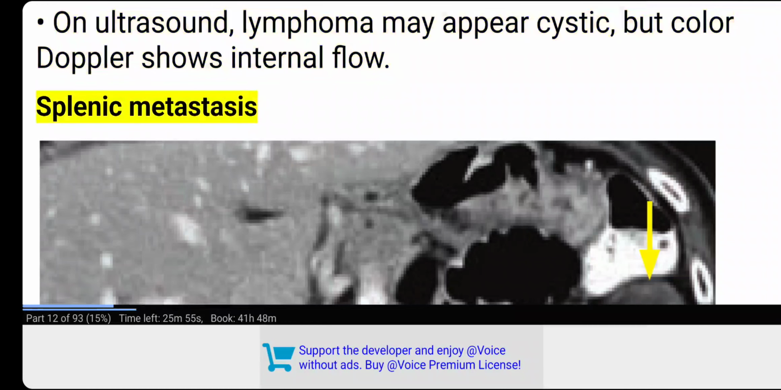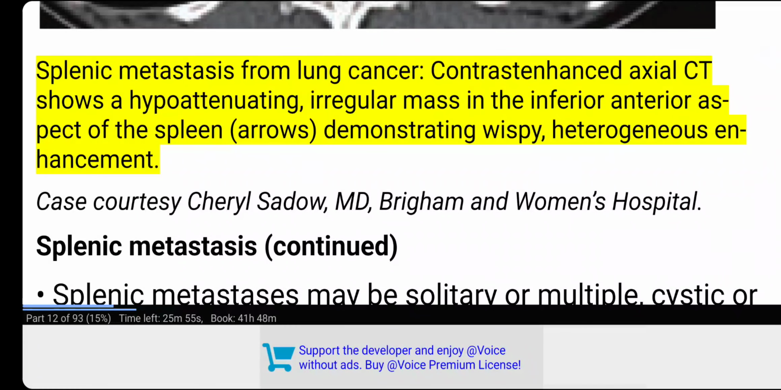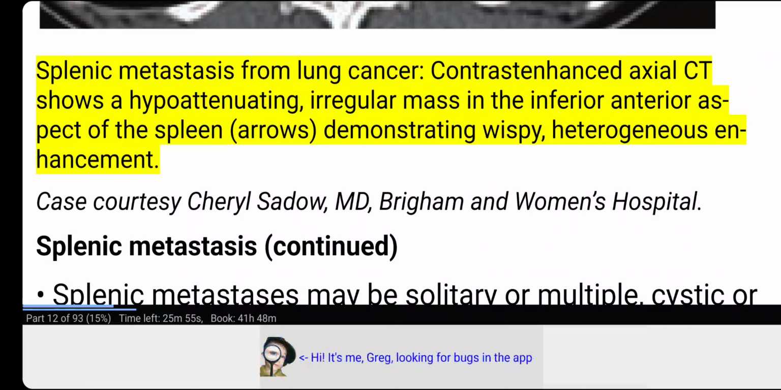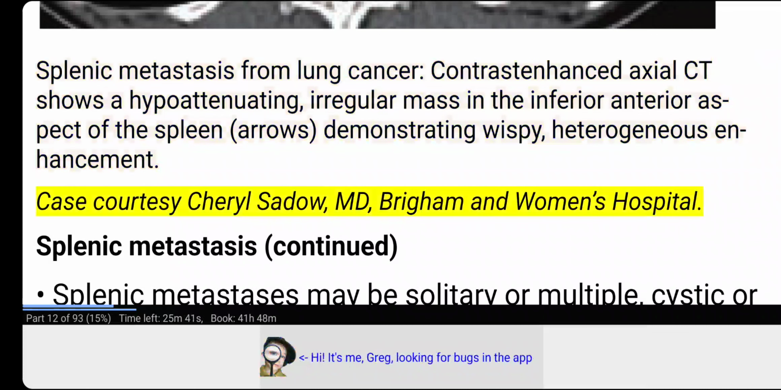Splenic metastasis. Splenic metastasis from lung cancer. Contrast-enhanced axial CT shows a hypoattenuating, irregular mass in the inferior anterior aspect of the spleen, arrows, demonstrating wispy, heterogeneous enhancement. Case courtesy Cheryl Sato, MD, Brigham and Women's Hospital.